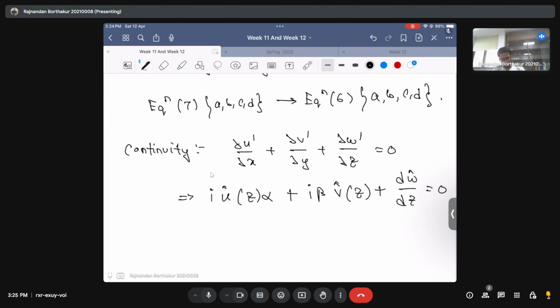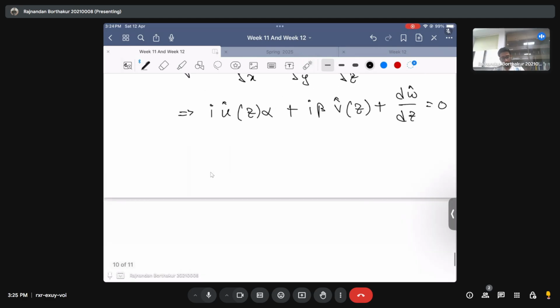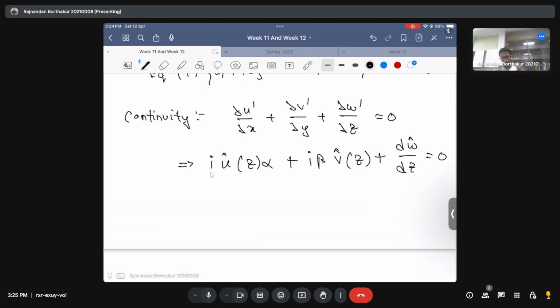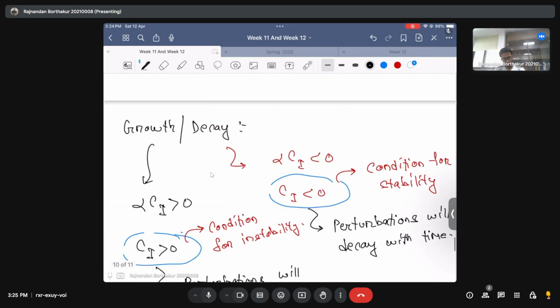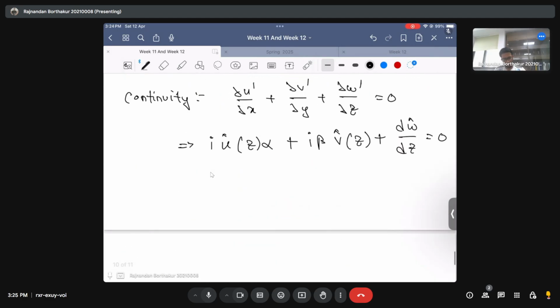So this is the continuity equation. This is what the linearized form of the continuity equation would look like if we substitute the normal modes into the linearized equation of the perturbations. Okay. So let's name this equation by some other name. I'll just name it as, let's say, equation 8a.